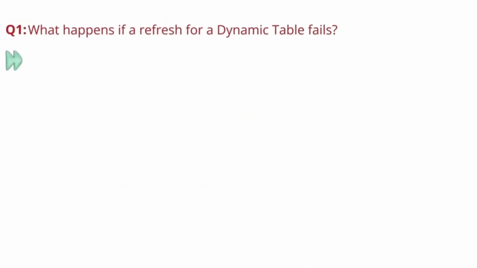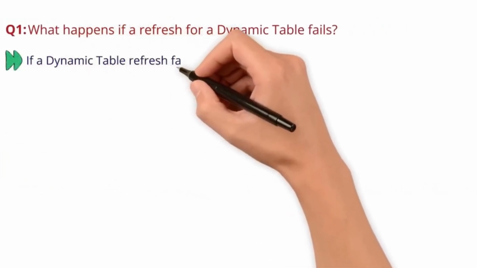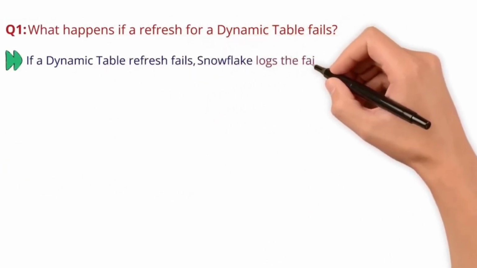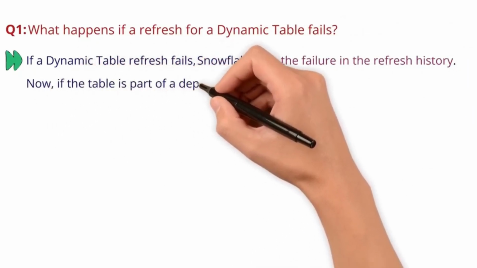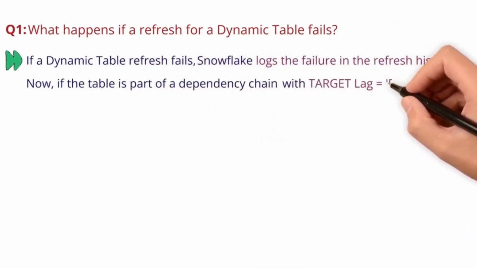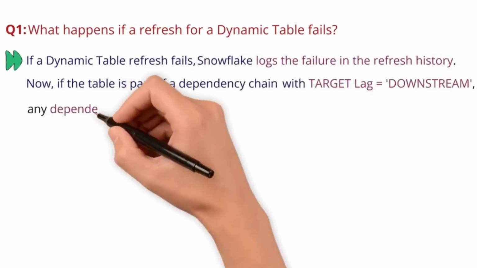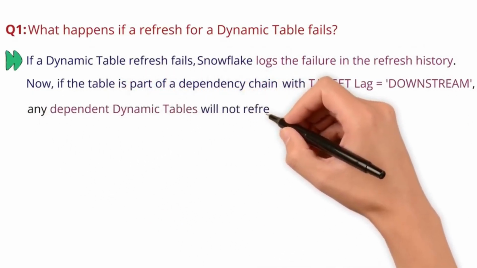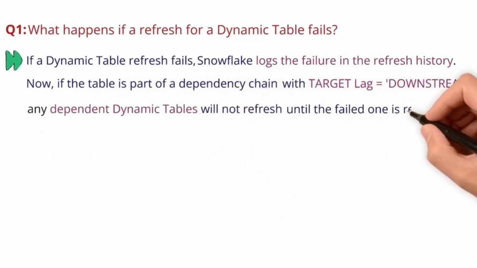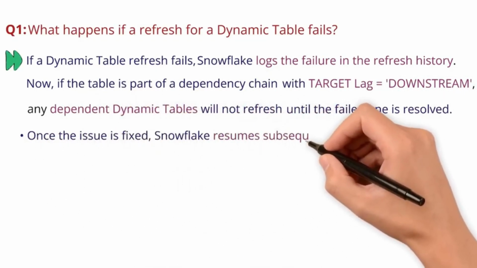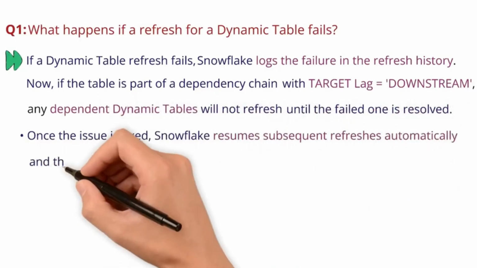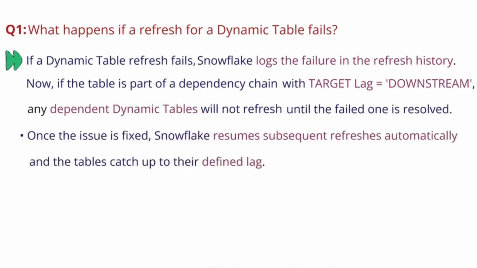Here goes the answer. If a dynamic table refresh fails, Snowflake logs the failure in the refresh history. Now, if the table is part of a dependency chain with target lag equal to downstream, any dependent dynamic tables will not refresh until the failed one is resolved. Once the issue is fixed, Snowflake resumes subsequent refreshes automatically and the tables catch up to their defined lag.